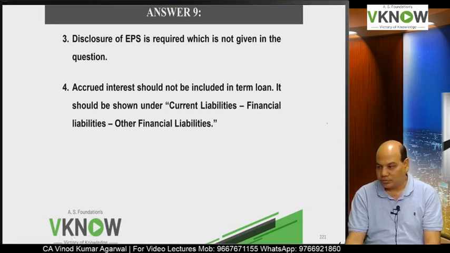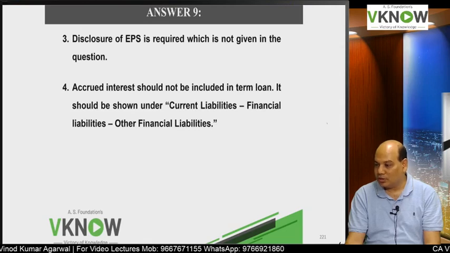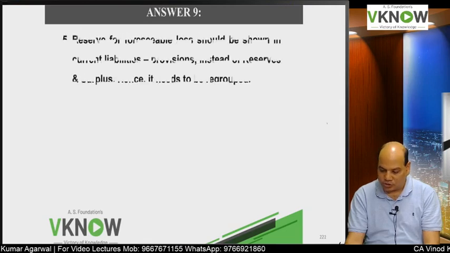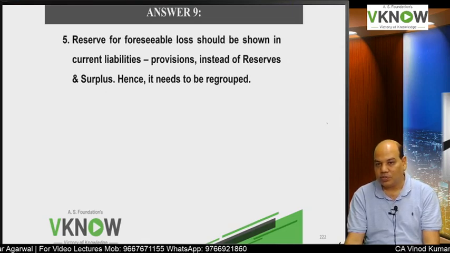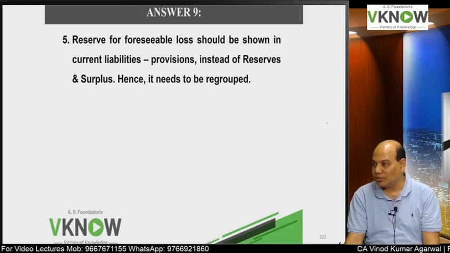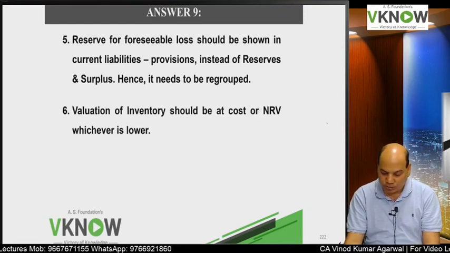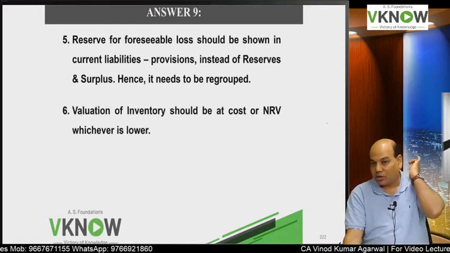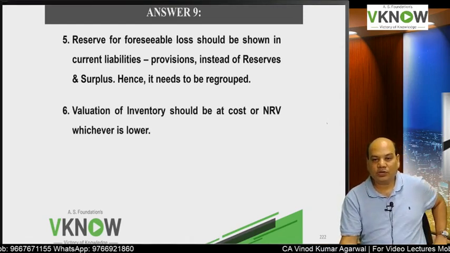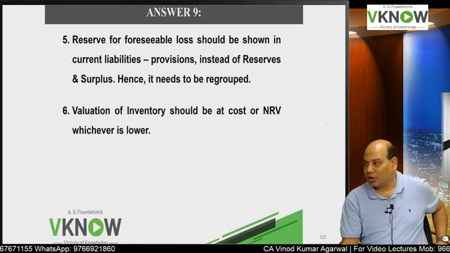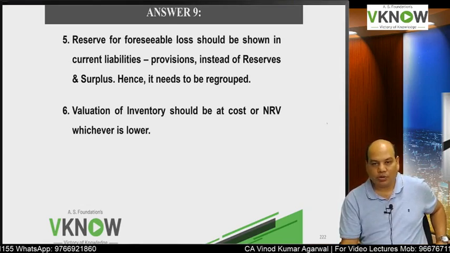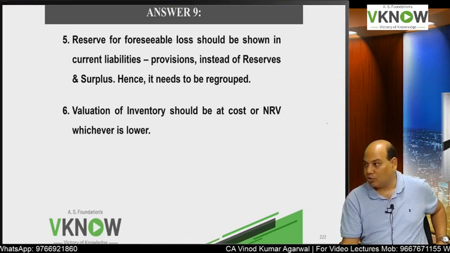Accrued interest is shown in non-current liability along with term loan. It should be shown in current liability, financial liability, other financial liability. Reserve for foreseeable loss should not be shown in reserve, but it should be shown in current liability, short-term provision. So it will require regrouping. Inventory should be valued at cost or NRV, whichever is lower. They have valued it at cost. So we'll need to reduce the value of inventory, and that will reduce my profit also.